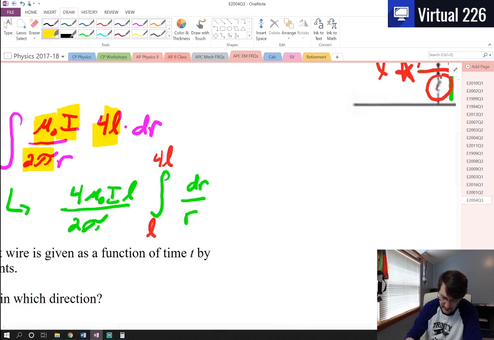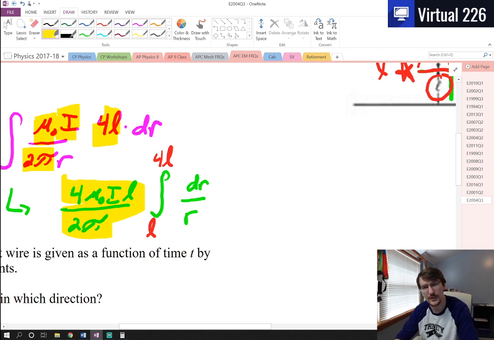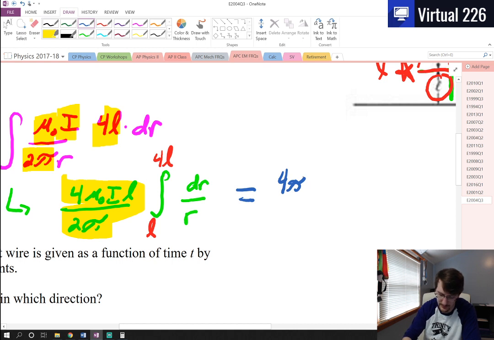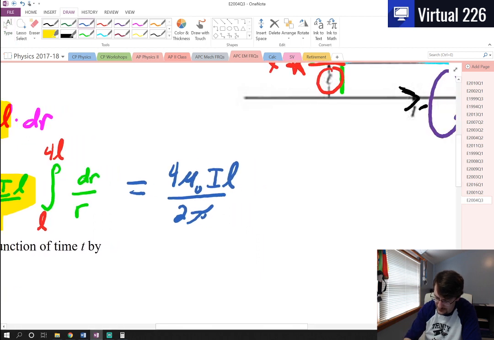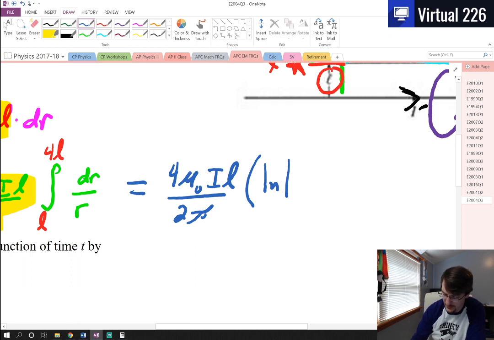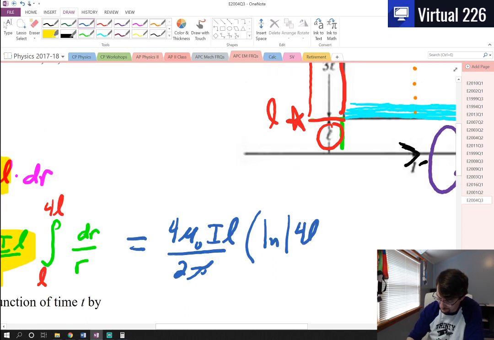All these constants on the outside, we can just leave them alone. Looking at the integral on the inside, that's just dr over r. That's just a natural log. So we're going to get our constants, whatever they are, 4 mu naught I L over 2 pi. And then dr over r is a natural log. So we're going to get the natural log of top minus bottom, 4L minus the natural log of L.